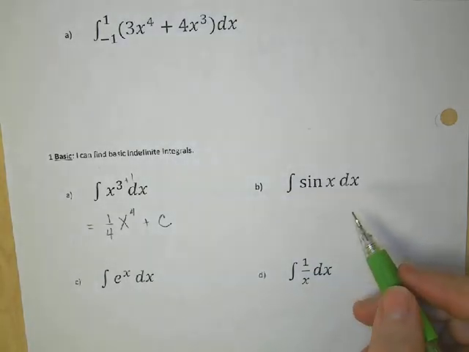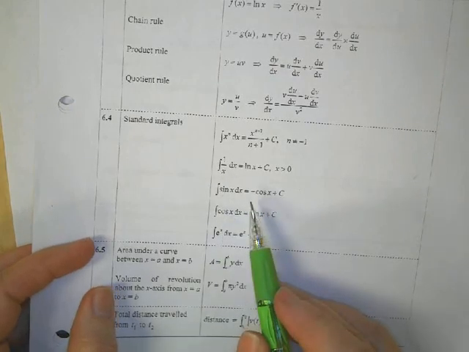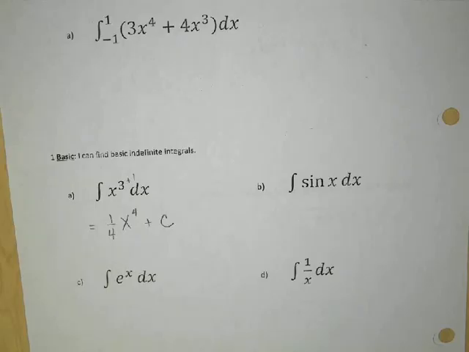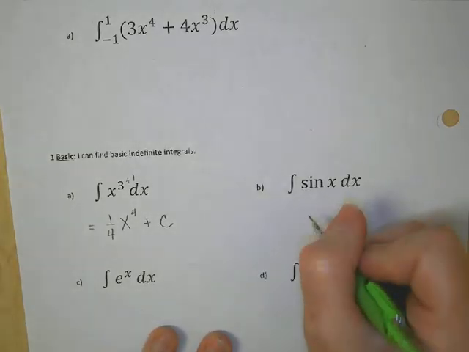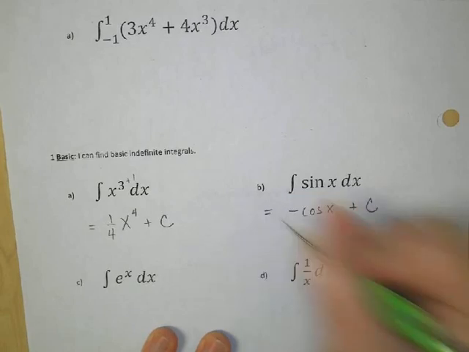Letter B, sine x, the antiderivative of sine is negative cosine. So be careful on that. The derivative of sine is cosine, but the antiderivative of sine is negative cosine. So this is going to become negative cosine x plus c. And that's it for the antiderivative.